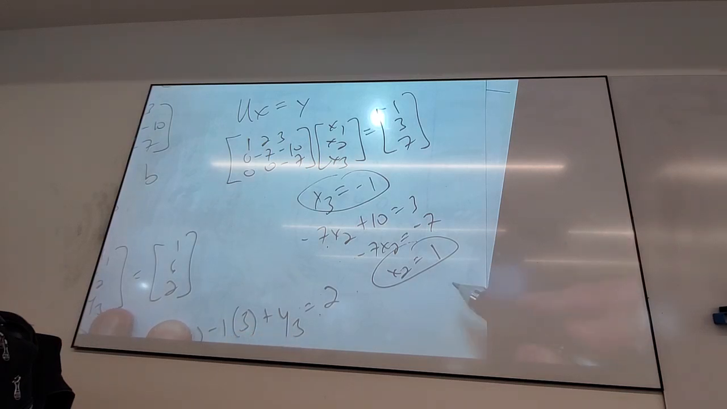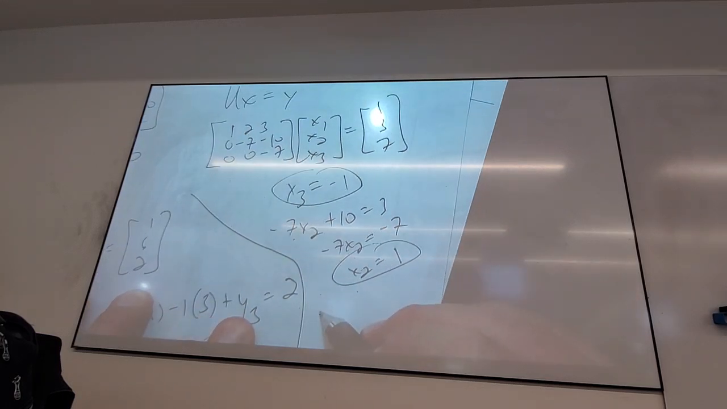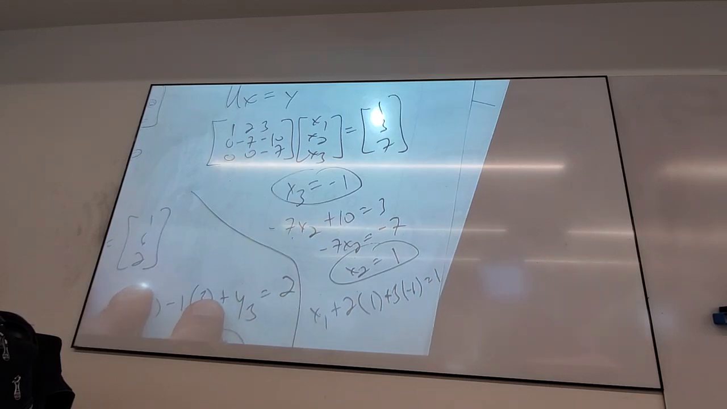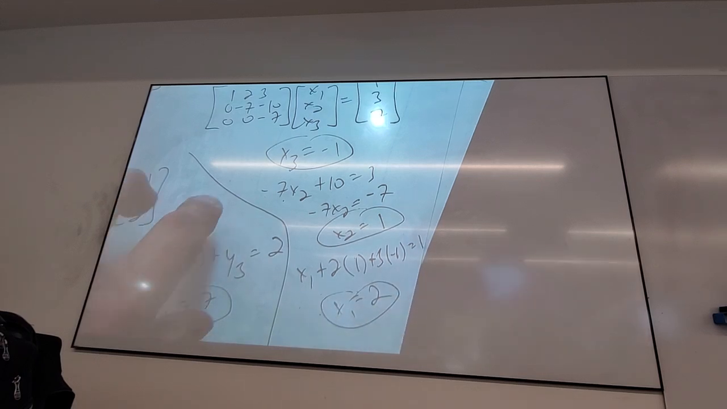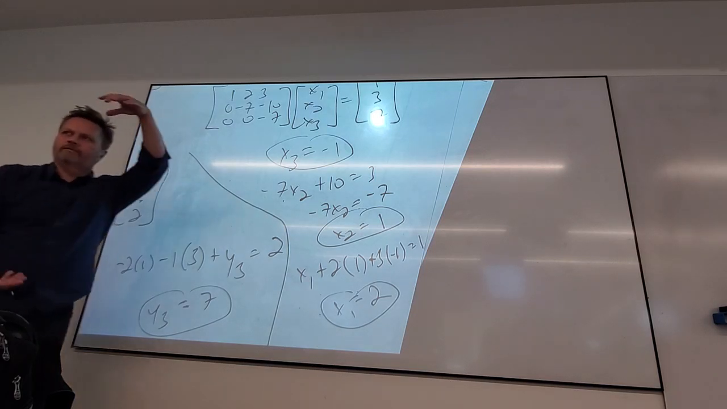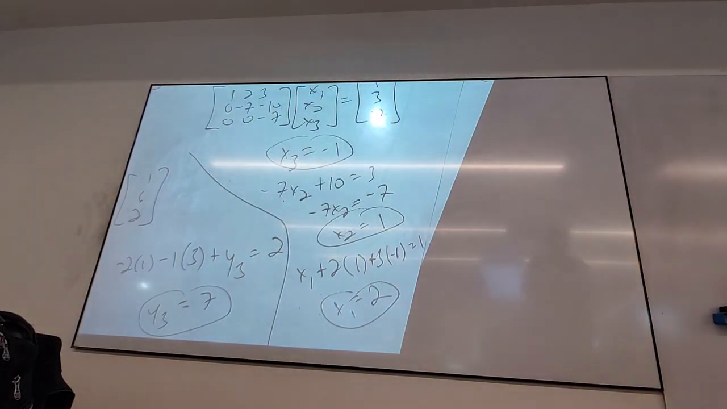And then the first one tells me what? x1 plus 2 x2 plus 3 x3 equals 1. So x1 plus 2 minus 3 equals 1, so x1 is 2. So what's my answer? 2, 1, -1. Kick ass. That is the vector that I would feed to A, and it would spit out B.